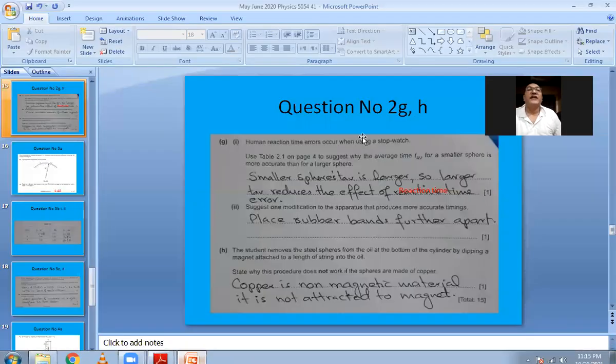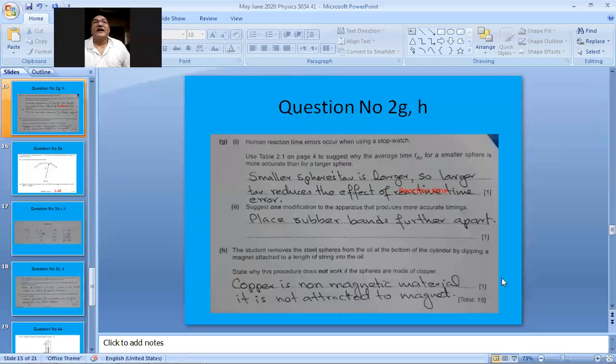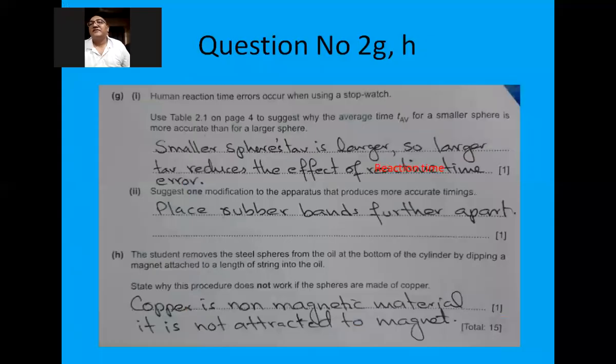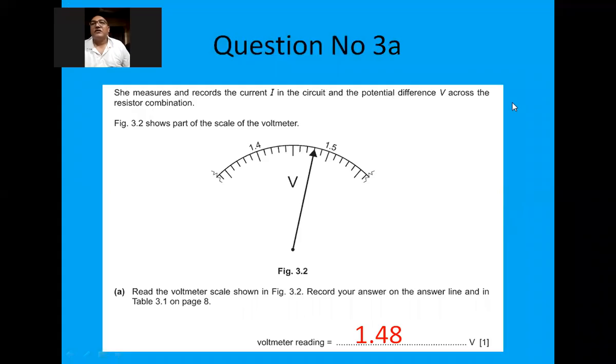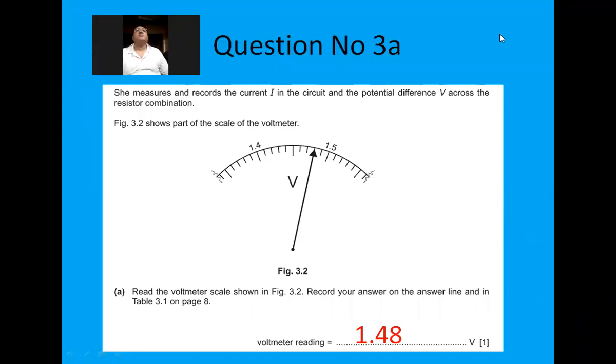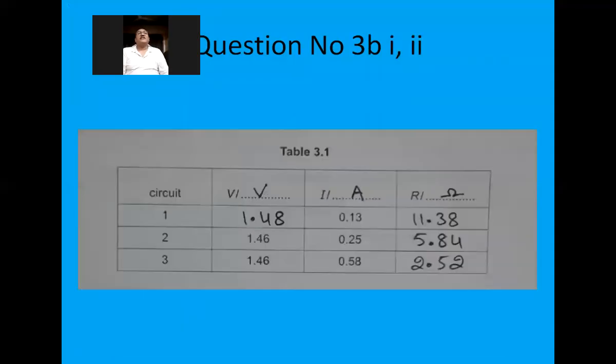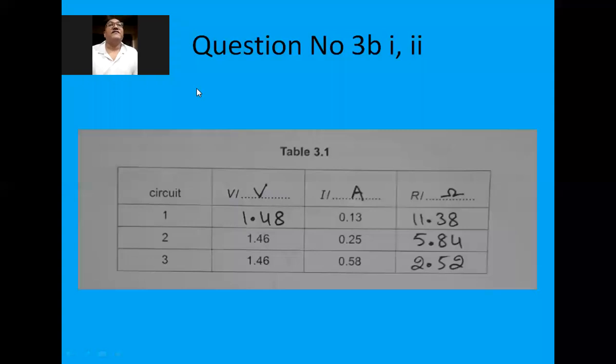So let me show you my answer. I've done this on a paper, sir. Okay, so this is question number 3A part, and you can see that the reading on the voltmeter is 1.48 volt. Okay, so this is that table, and you can see how you will fill the column headings, and the V value in the first circuit is 1.48.